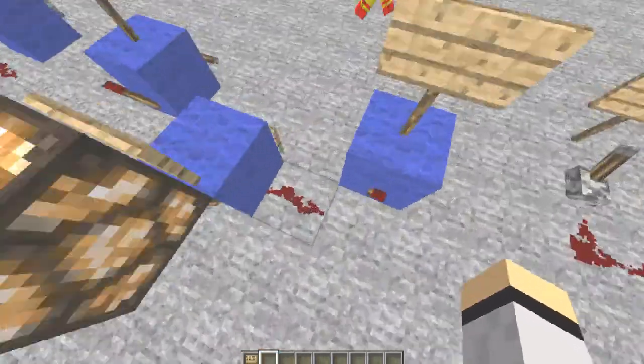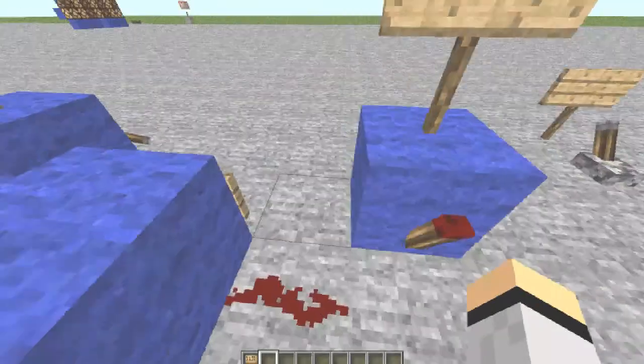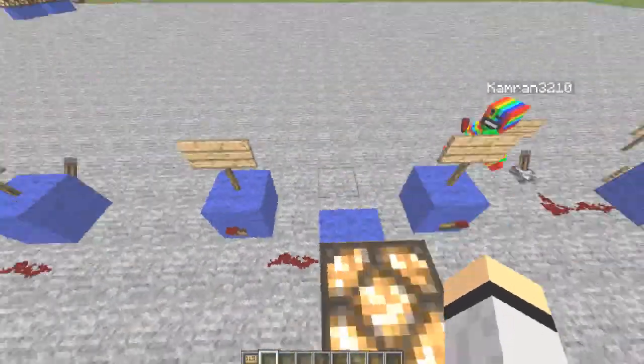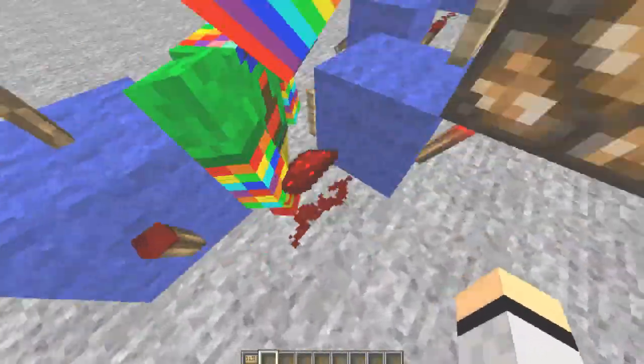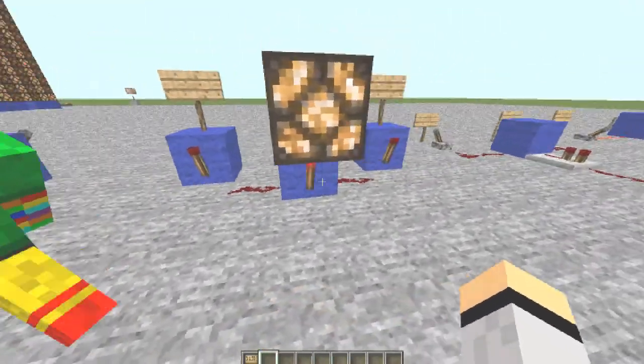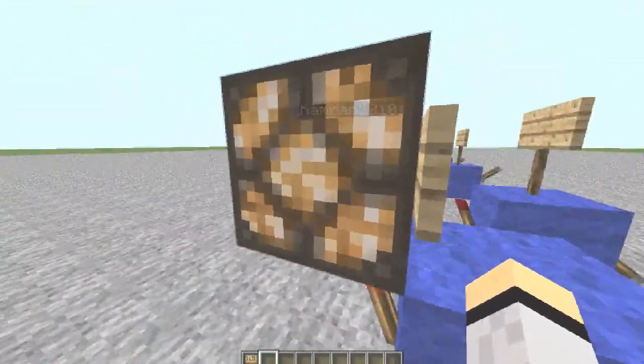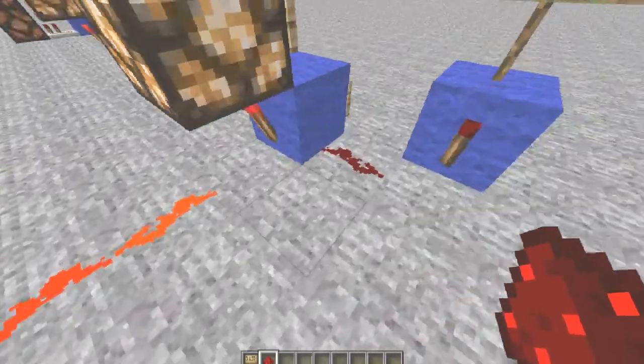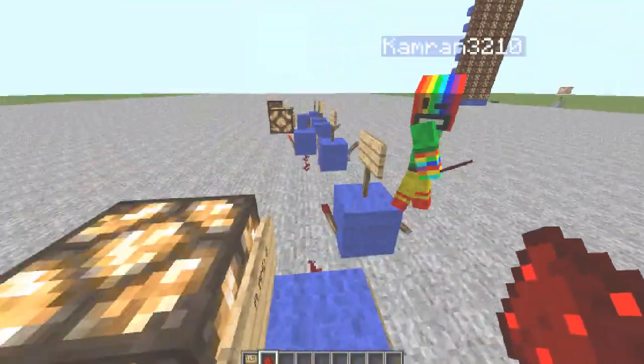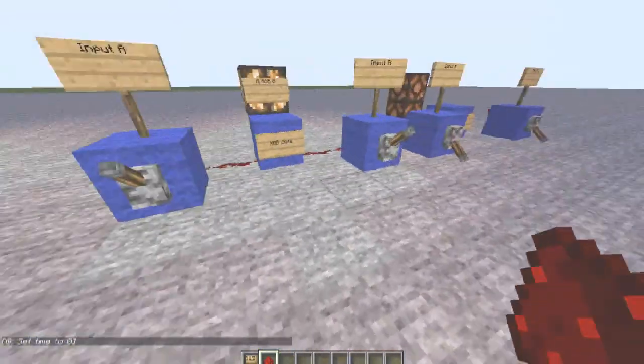The way you make this is just a redstone torch on the back of a block, on the same side, and then both feeding in between into this block, which has a torch on it. You don't have to have this, the output can be out here. So moving on to the next gate.